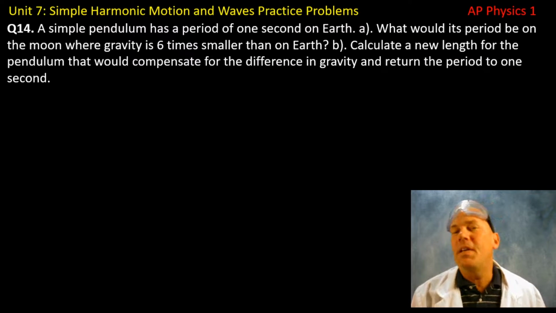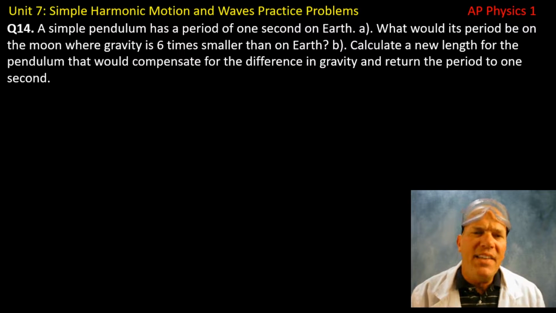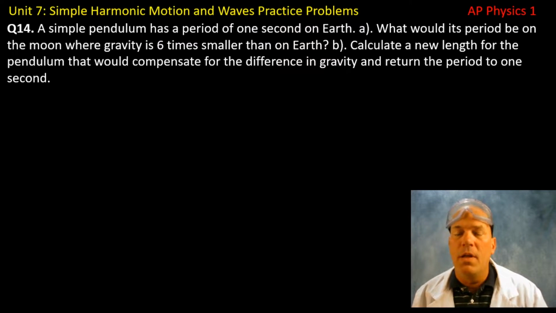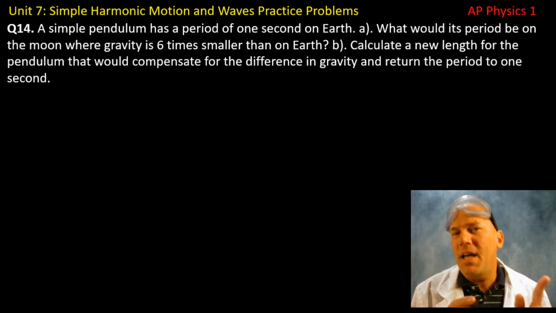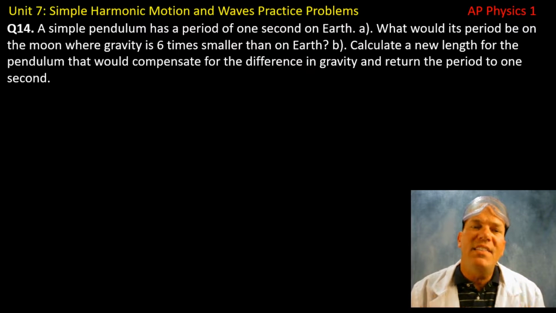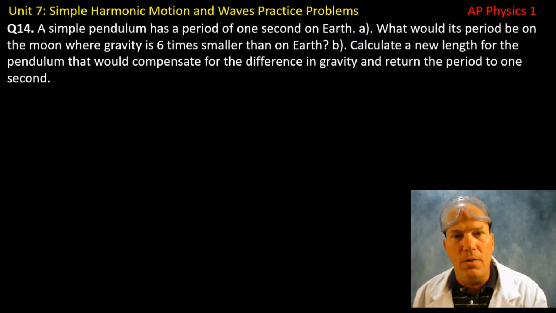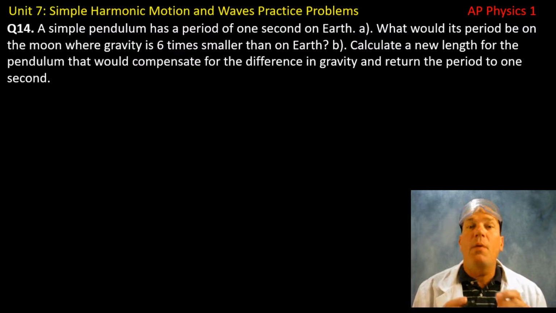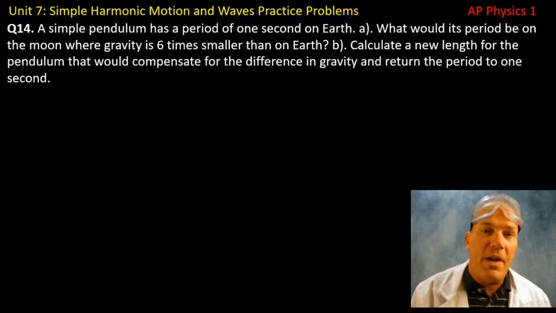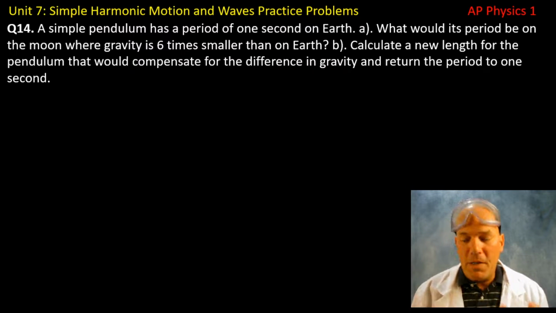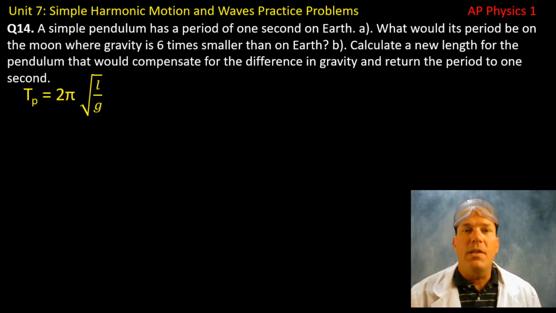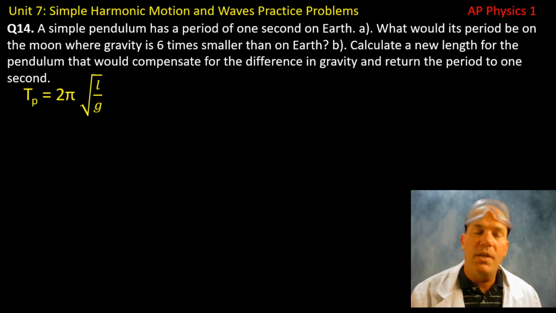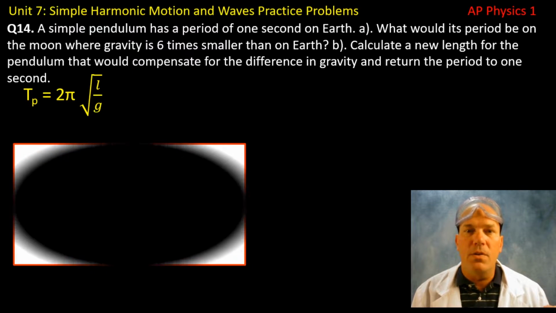So in question 14, we have a simple pendulum that has a period of 1 second on Earth. You are asked, what would the period be on the moon, where gravity is 6 times smaller than that on Earth? And then you are also asked to calculate a new length for the pendulum that would compensate for this difference in gravity, returning the period to 1 second. Okay, so let's look at our equation here: the period of a pendulum is equal to 2 pi multiplied by the square root of the length divided by the acceleration due to gravity.